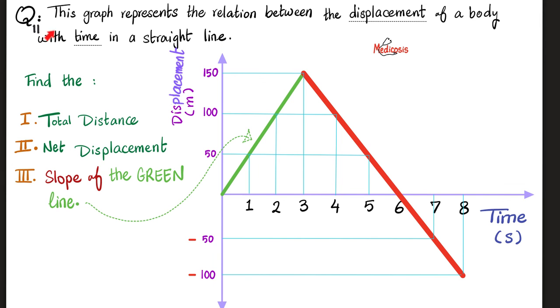How about this question, number 11? This graph represents the relationship between displacement in meters on the y-axis and time in seconds on the x-axis. Please find the total distance traveled, next the net displacement, and third, the slope of this green line, and tell me what does that slope represent. This is your homework for today. You'll find the answer key to these questions in the next video titled Speed versus Velocity.